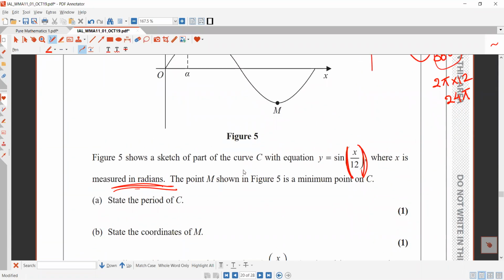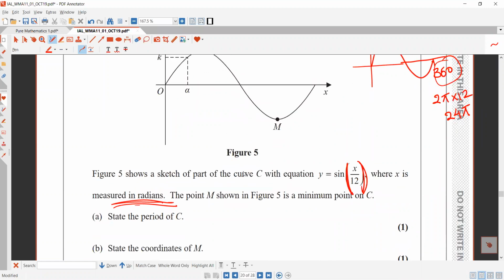State the coordinates of M. Now they want the coordinates of M. Now M is going to be 180 degrees. Okay, now before M was at 270, and this was -1. So -1 will remain -1, but it was 270 before. Now it will get multiplied by 12. So 270 multiplied by 12, how much?